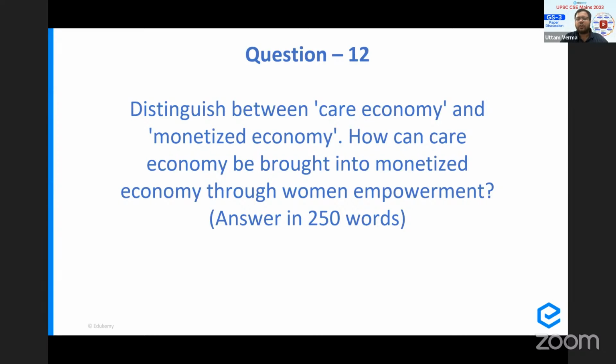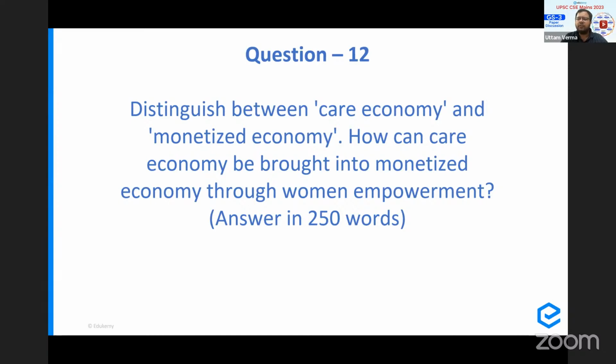Now, how can care economy be brought into monetized economy through women empowerment? The keyword is women empowerment. How can we transform care economy into monetized economy? First, on a policy level, we can update the methodologies of GDP and labor force participation rate.